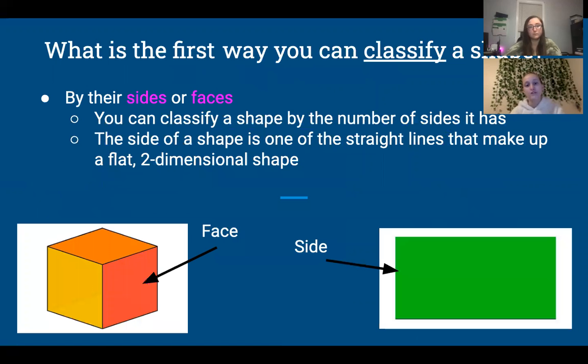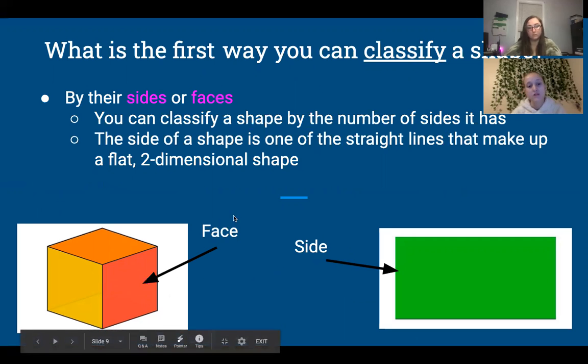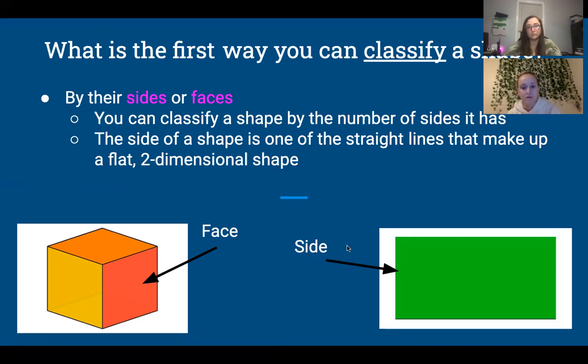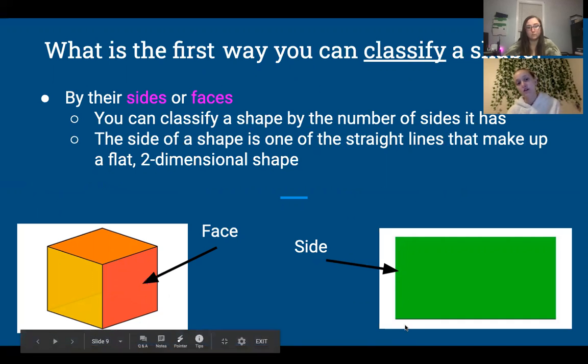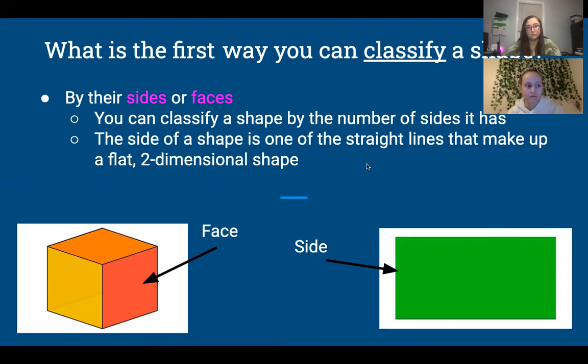Okay, so what is the first way we can classify a shape? We can do that by their sides or faces. So right here, there's a square. You can see the arrows pointing to a face. It's the flat side, also a face of a 3D shape. Or also, if you look at the 2D shape over here, it's the edge. It's also an edge. It's the straight line that makes up a 2D shape.